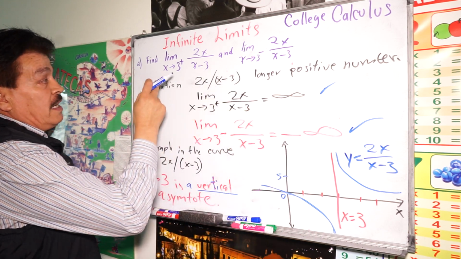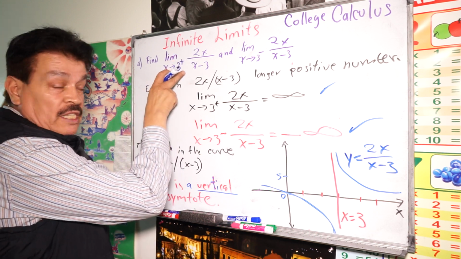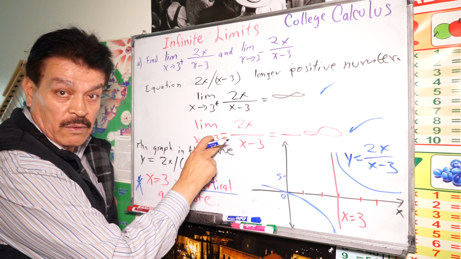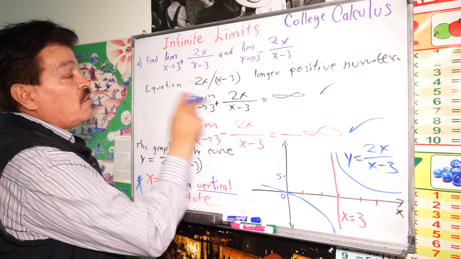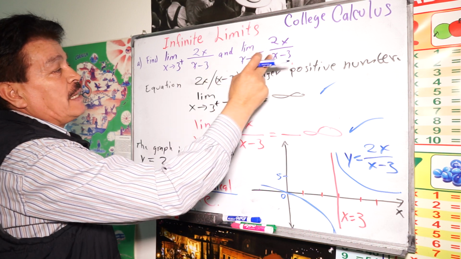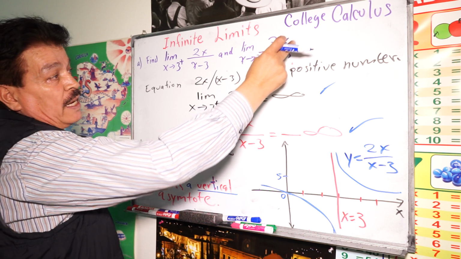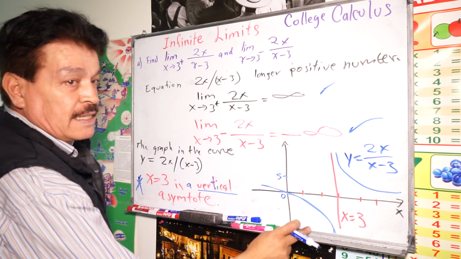So find the limit when x approaches 3 from the positive side. We are talking about positive here. We have negative right here, but we're looking for the positive side. Say 2x divided by x minus 3, and the limit when x approaches from the negative side, 2x, and this is right here. Okay, that's the other one.